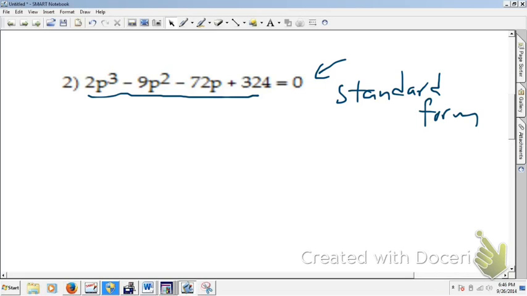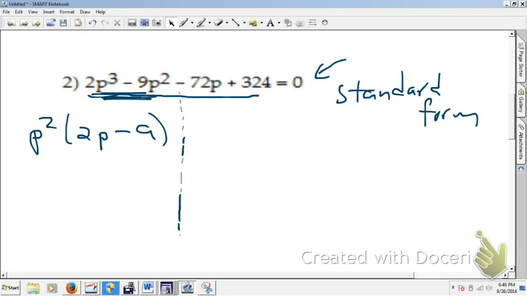So it's a 4-term polynomial, so we split it down the middle. I always say put that invisible dashed line there. Pull the GCF of the first 2 terms only, which is p squared. You're going to be left with 2p minus 9. Pull the GCF of the second 2 terms, and what are you going to be left with?